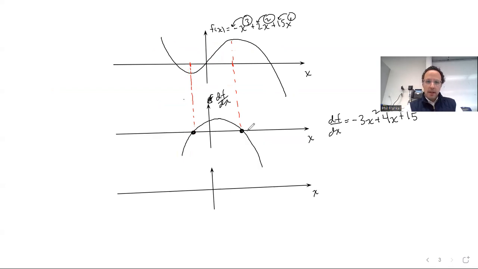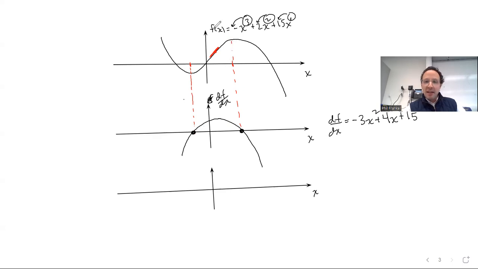Okay, there's one more thing to appreciate here, which is this location is the location where you have the biggest positive slope on the original function. Focus in on that location right there. The slope of that function is the same as the slope of the tangent line to that function at that point. And there is no other point on this function that has a bigger positive slope other than the one I've identified.